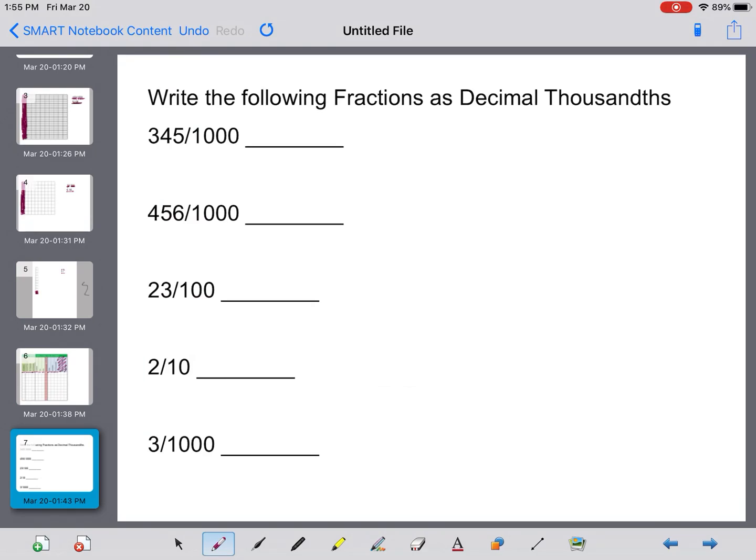Okay, so we're going to write the following fractions as decimal thousandths. I'm going to explain this kind of terminology a little bit later, but basically for now it just means that we need to have 3 place values after each of our decimals.